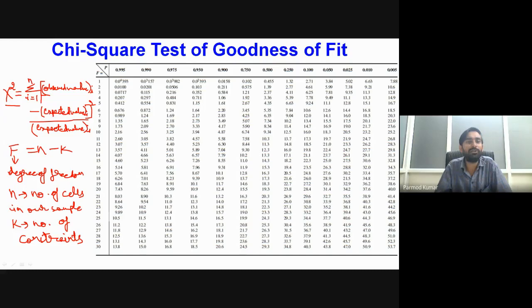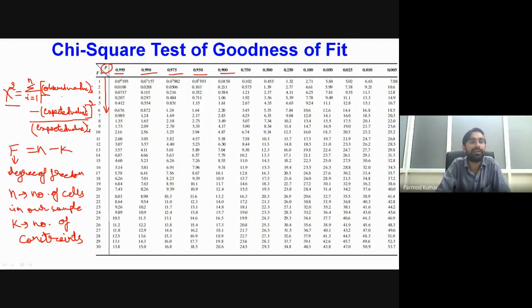Now, depending upon the value of chi-square and the degree of freedom, we calculate the probability of occurrence, and for that we already have a table available. In this table, in this direction we have the different values of F, and here we have different values of chi-square, which correspond to different probabilities. After obtaining chi-square and the degrees of freedom, we can calculate the probability for any data set.